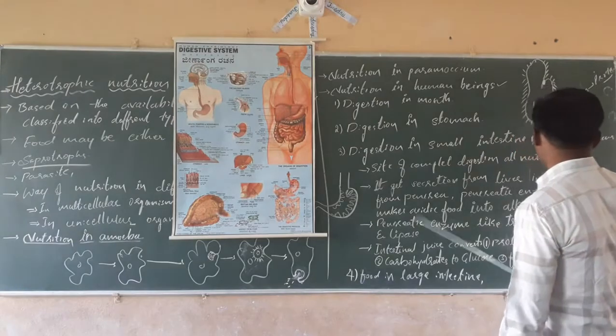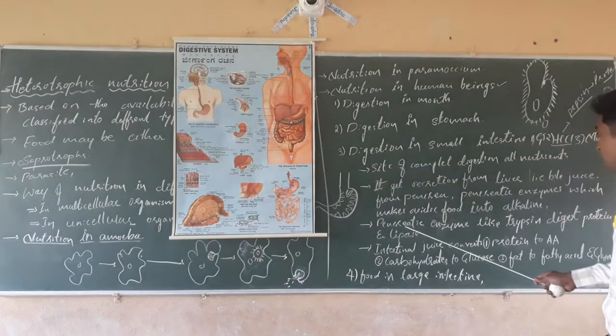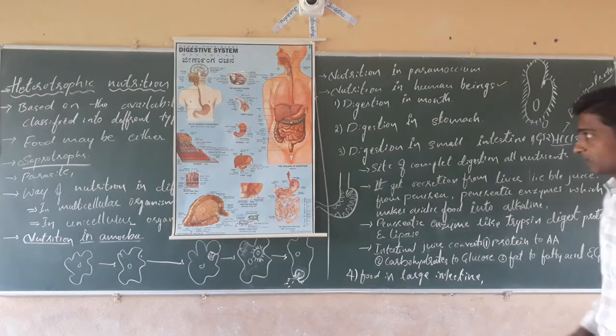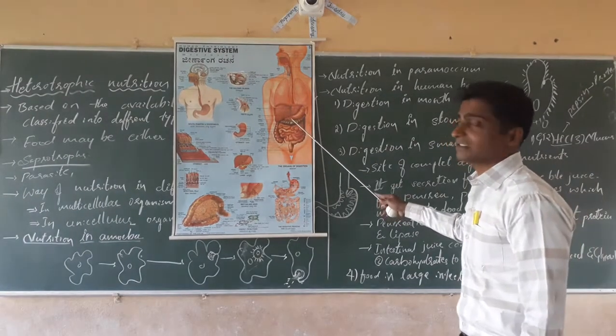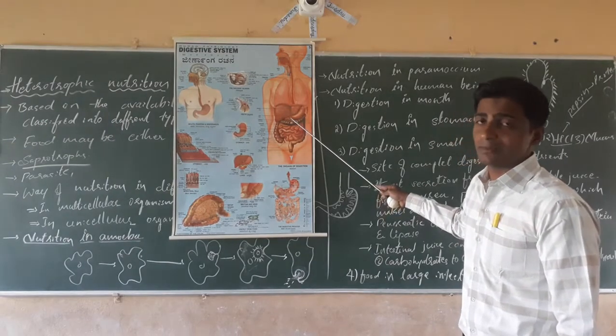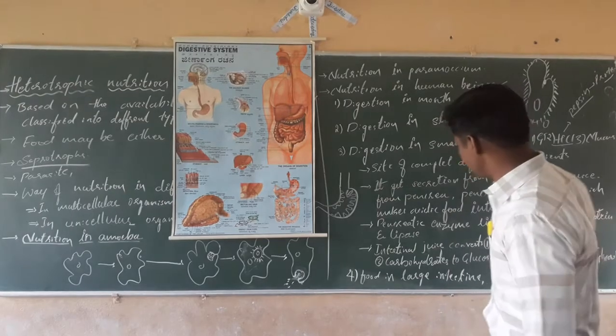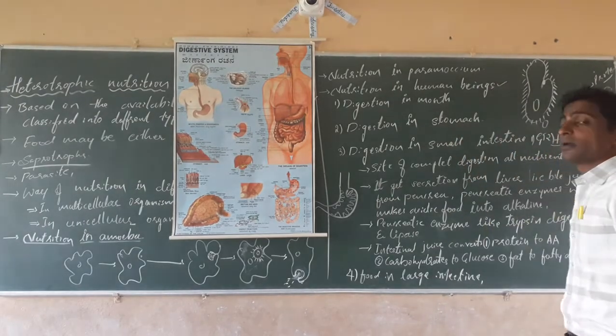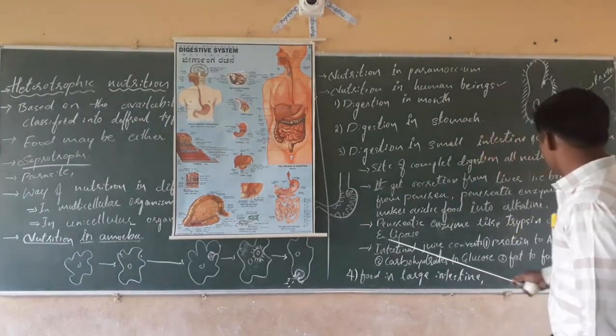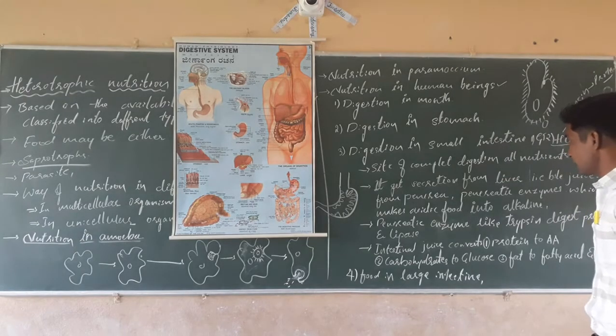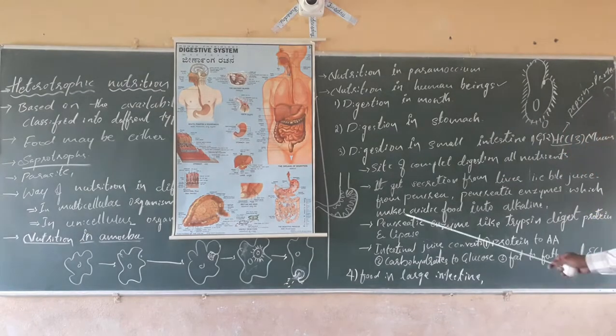Here, the most important pancreatic enzyme is called trypsin, which digests proteins and lipids. The pancreas contains different types of enzymes. The most important enzyme, trypsin, helps in the digestion of proteins and lipids.